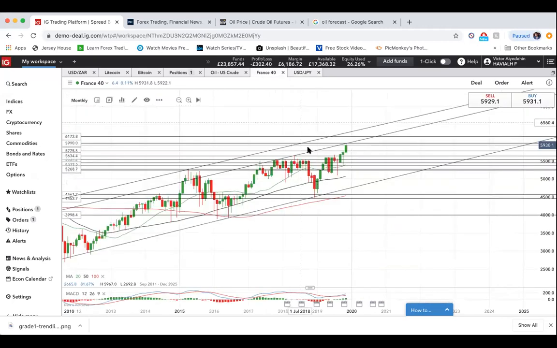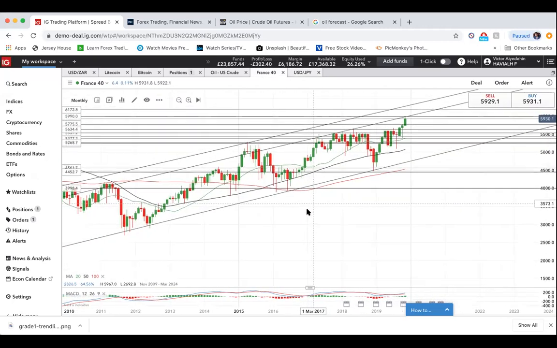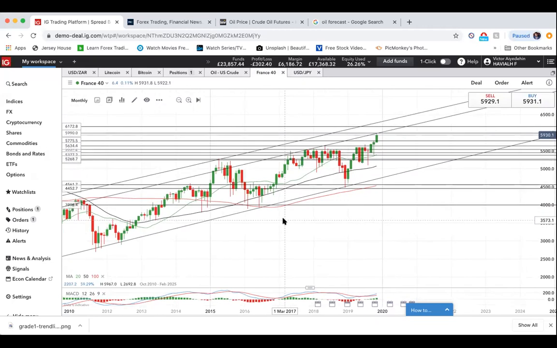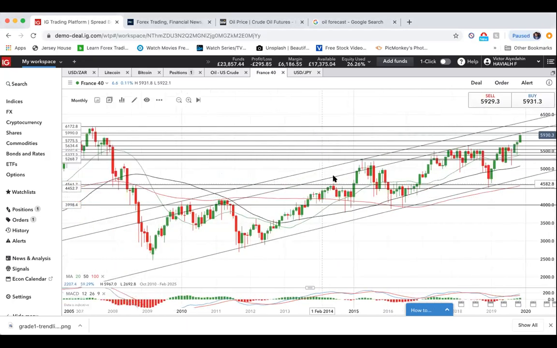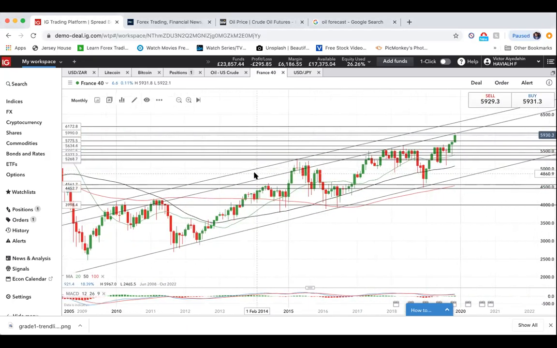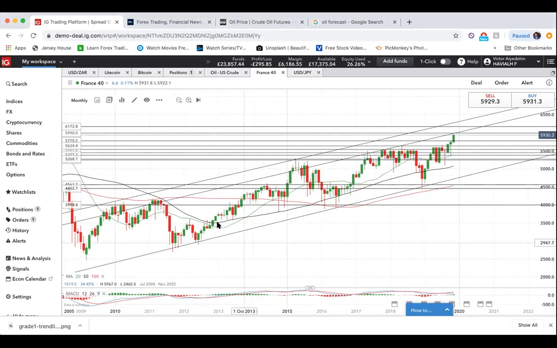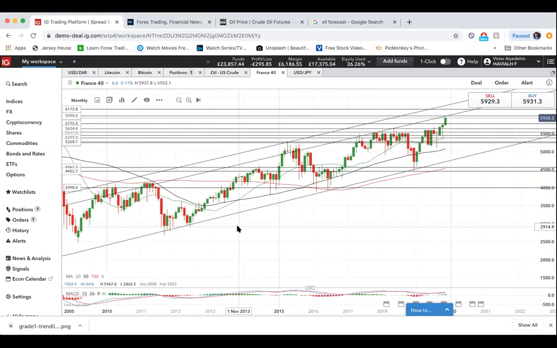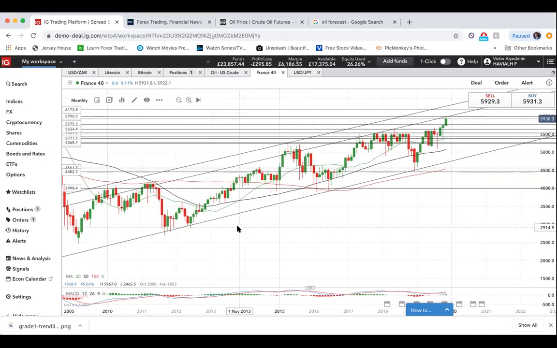Let's start with France 40. Okay, this is a market I trade actively. Yeah. So if you look on my screen, this is a very, very interesting index, the France 40. And it trades almost in the same direction as the German 30. Okay, so look at this chart.